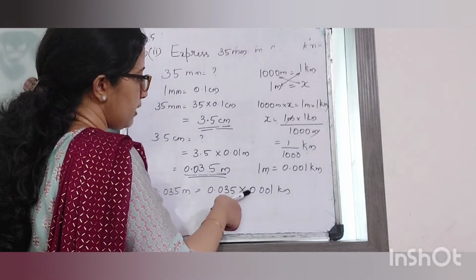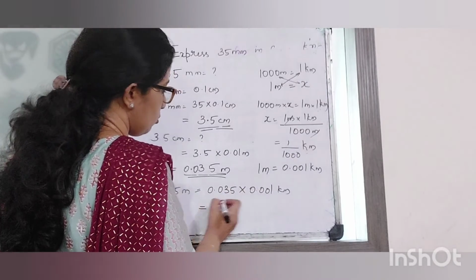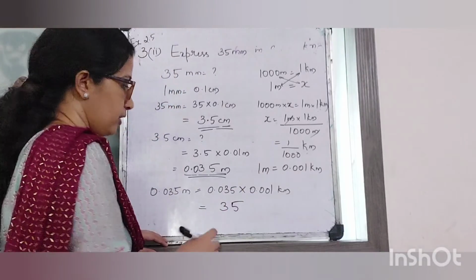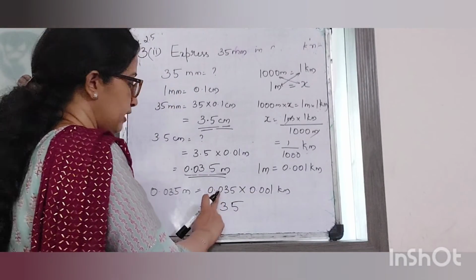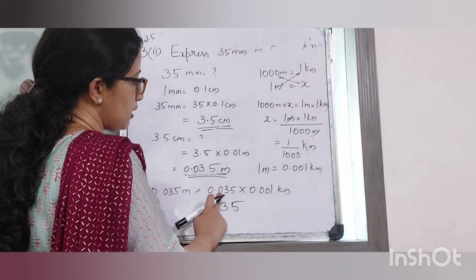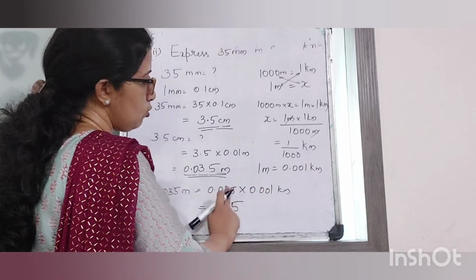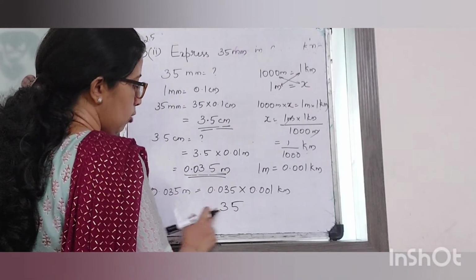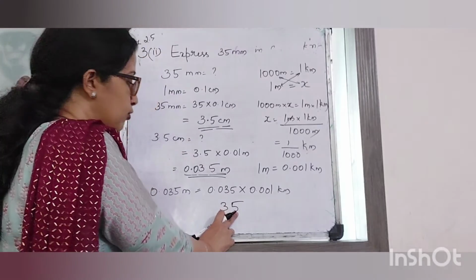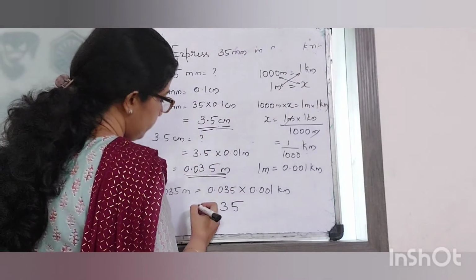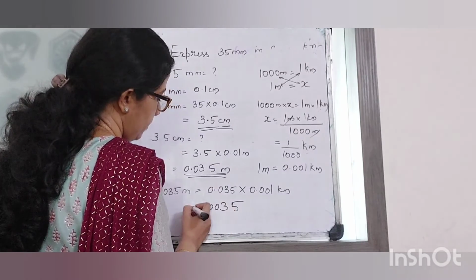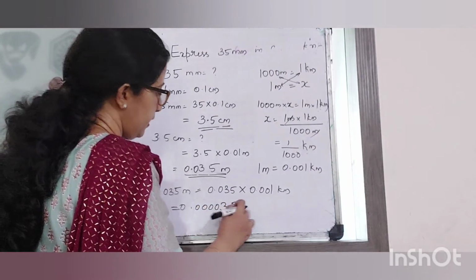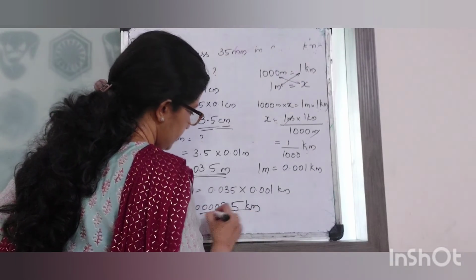0.035 into 0.001 is equal to, if we multiply the numbers alone, 35 into 1 is 35. Now we have to see how many digits we should leave to the right hand side of the decimal. So here 1, 2, 3 and here 1, 2, 3. So totally 6 digits should be there in the answer to the right hand side of the decimal. Here 2 digits are there, so we have to add 4 zeros. 1, 2, 3, 4 and point here. So 0.000035 kilometer.